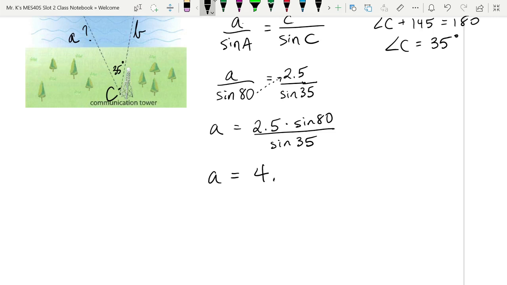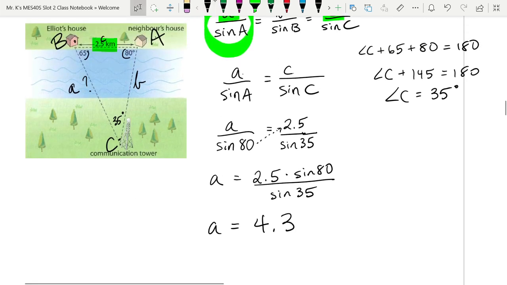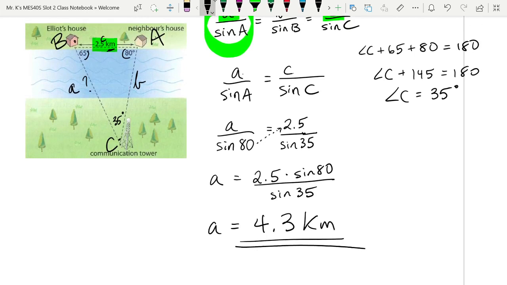Did you get that? It's actually 4.29, blah, blah, blah. Is that what you got? And if you stop there, I have to take off a mark too. 4.3 what? Yeah, look at the question. It's in kilometers. If there are units in the question, there have to be units in the answer. There we go, 4.3 kilometers.